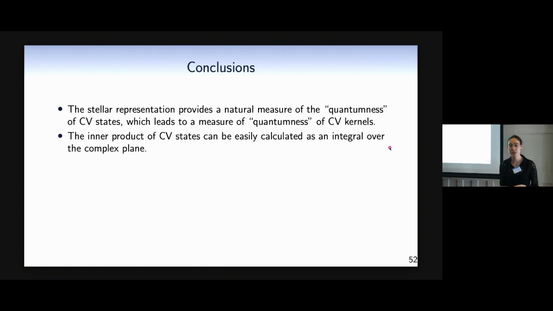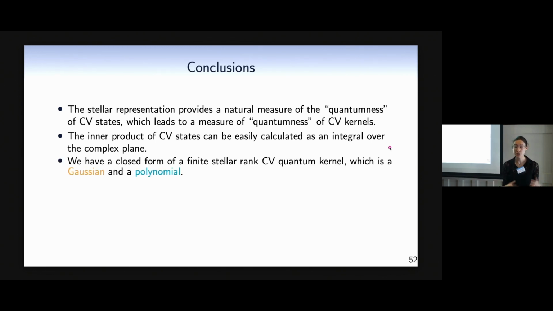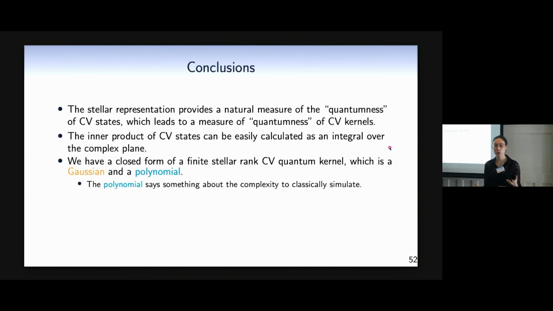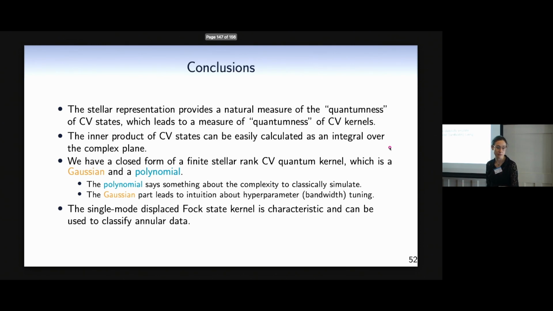The inner products of these states are an integral. They can be easily calculated just as integrals over complex planes. So we have gotten a closed form of these states, which are always, at least for finite stellar rank, the product of a Gaussian and a polynomial. The polynomial says something about the complexity to classically simulate, and the Gaussian part we can use to lead to intuition about hyperparameter tuning.